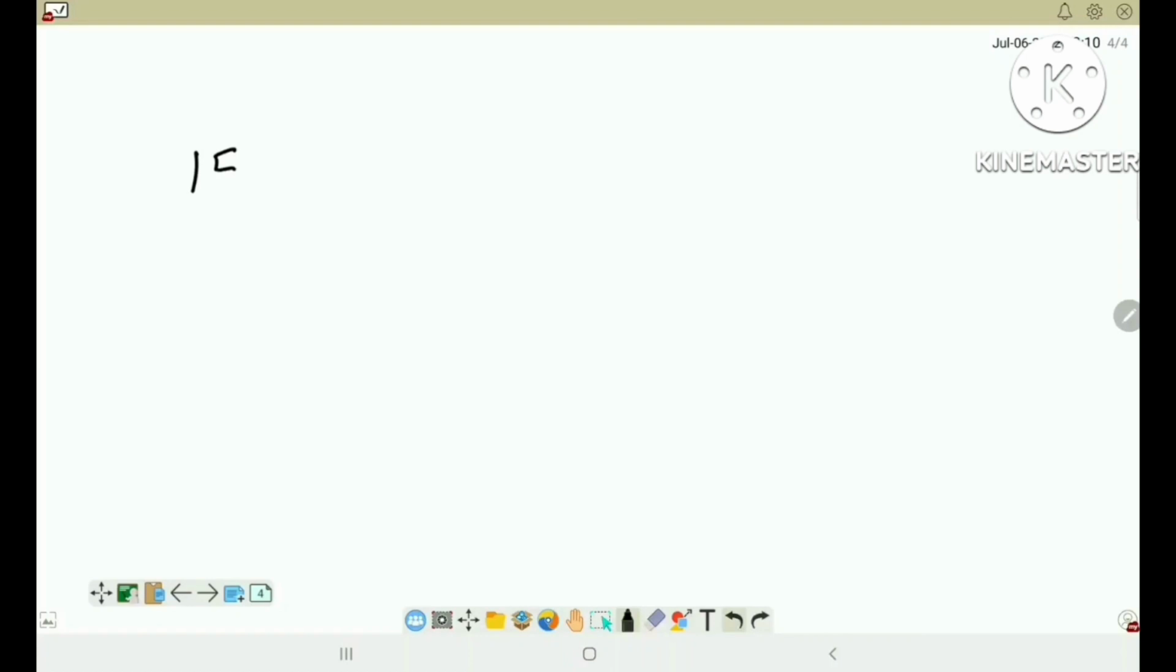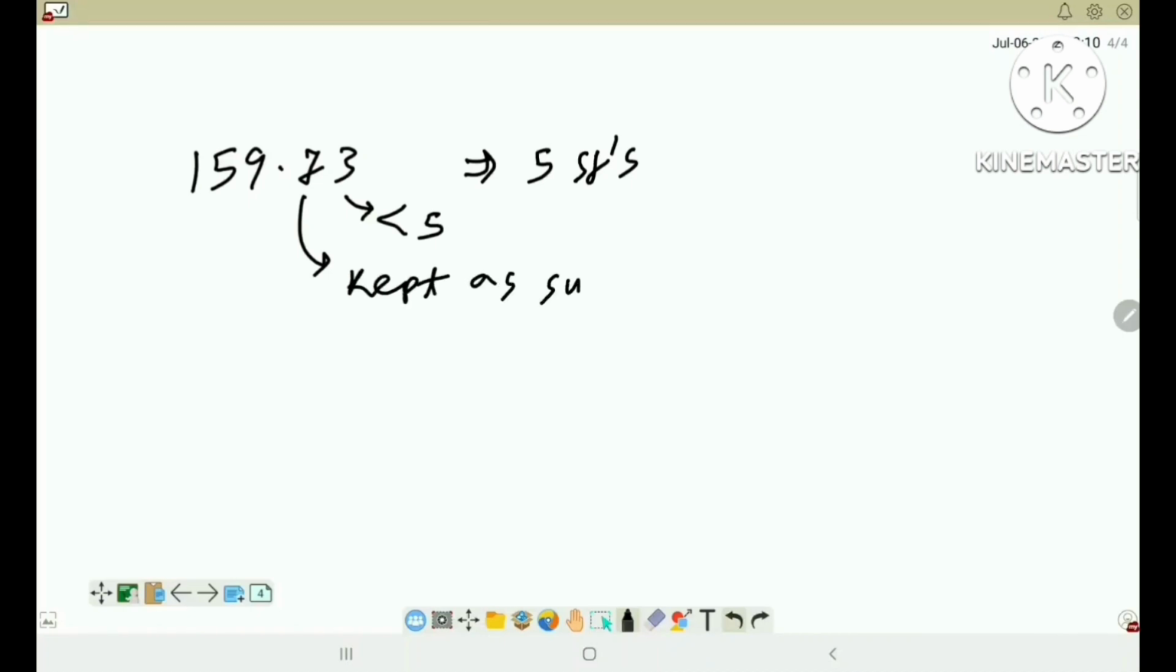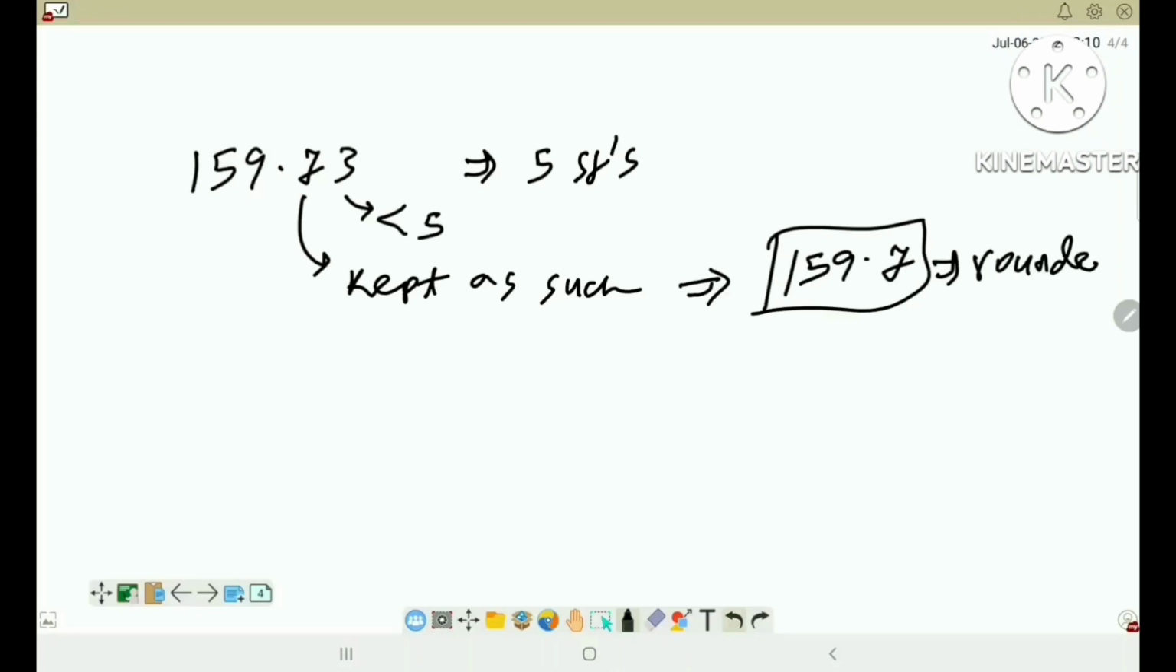let's take some more examples. 159.73. Here the last digit 3 is less than 5. So upon rounding to four significant figures, we have to keep 7 as such, because the last digit 3 is less than 5. So there will be no change in 7. So the final answer after rounding to four significant figures is 159.7.